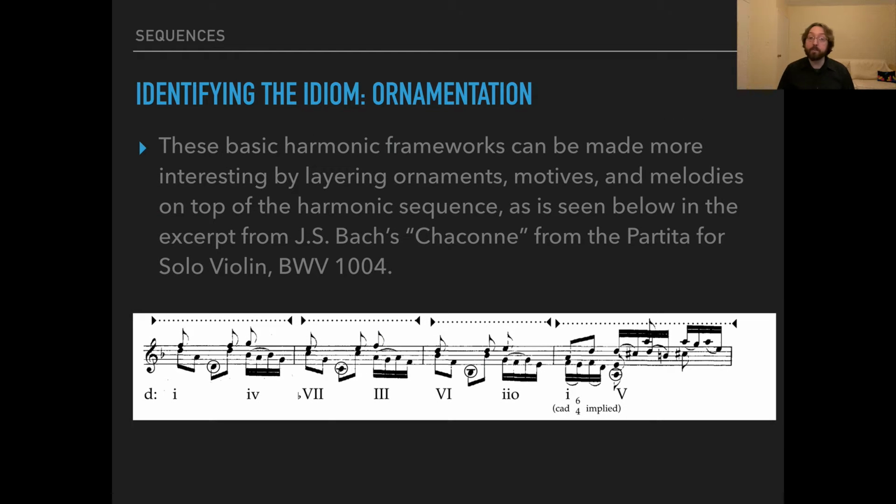Now, one technique that composers would use would be to ornament these basic underlying harmonic patterns. One such example of ornamentation is from the Bach chaconne from the Partita for Solo Violin BWV 1004. Here we have a basic circle of fifths sequence. 1 to 4 to 7 to 3 to 6 to 2. There's a cadential 6/4 implied, and then a 5. And then ultimately it will resolve to 1. And here's what it sounds like all together.